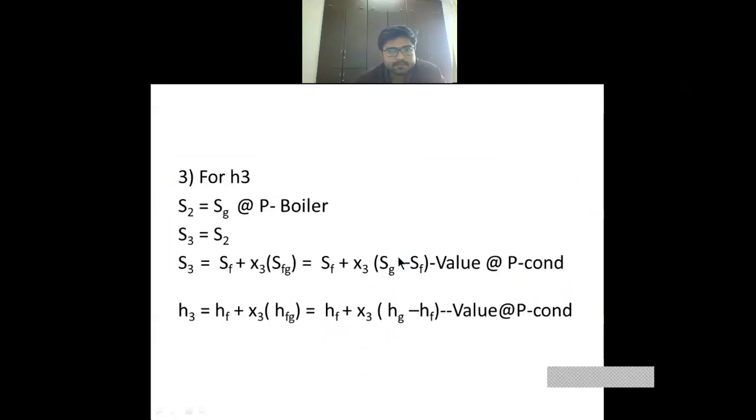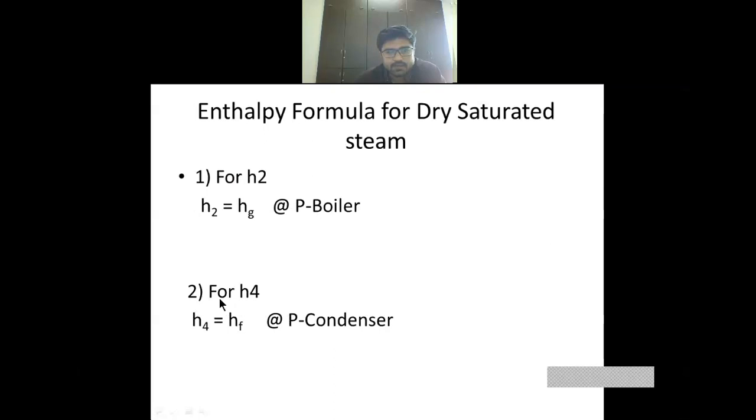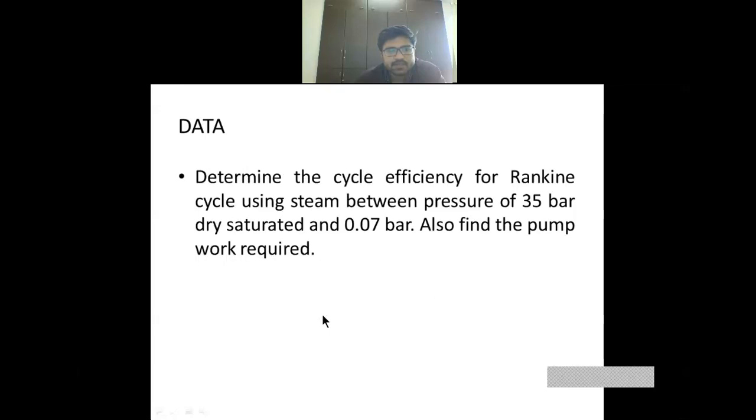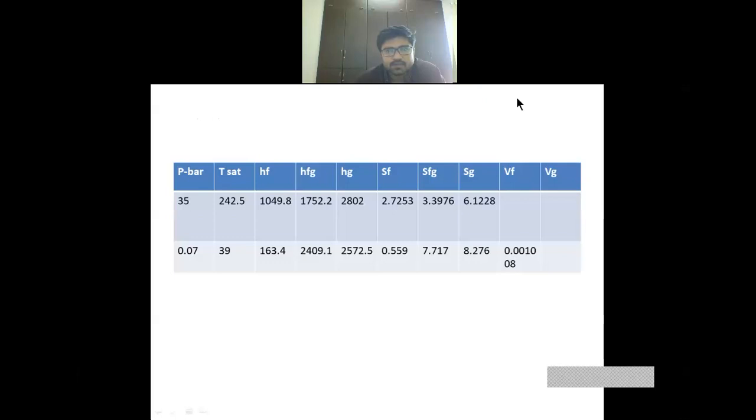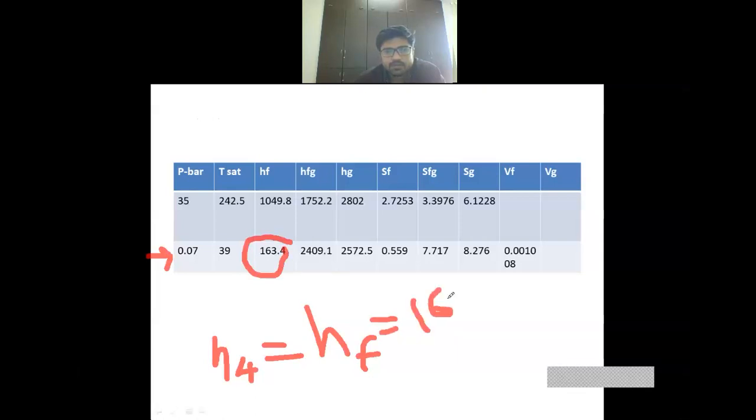Then after, here you can see what the procedure for H4 is. H4 is equal to Hf at P condenser. So let us take it from here. H4 is equal to Hf at P condenser. So this is the condenser pressure. What is Hf? Simple, 163.4. So this is how you can find out H4.